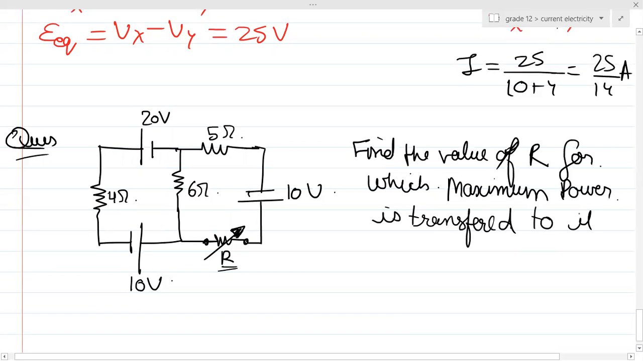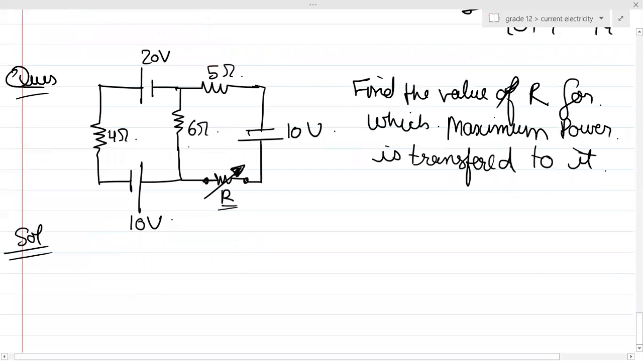So what do we want? We want to transfer maximum power to this R, right? But now there are many batteries over here, so we don't know which battery will supply what, right? Yes or no, guys? See, in this particular type of question, you just need to follow only a single step of Thevenin. What is that single step of Thevenin?